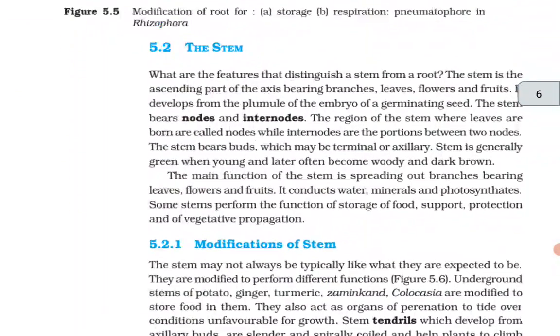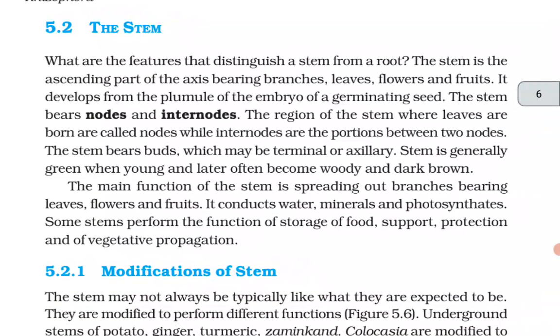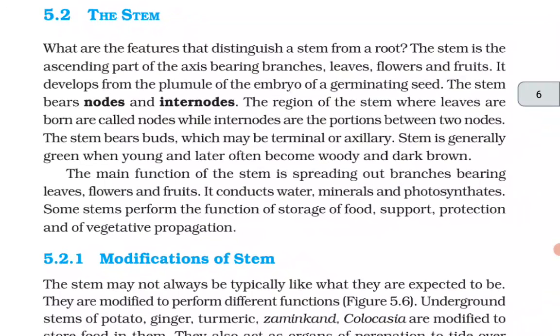Stem. What are the structures that distinguish a stem from a root? The stem is the ascending part of the axis bearing branches, leaves, flowers and fruits. It develops from the plumule of the embryo of a germinating seed. The stem bears nodes and internodes. The region of the stem where leaves are borne are called nodes, while internodes are the portions between two nodes. The stem bears buds which may be terminal or axillary.